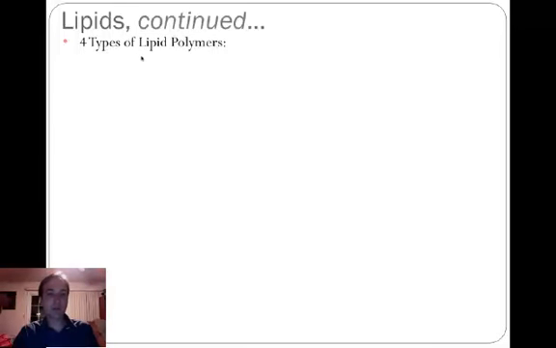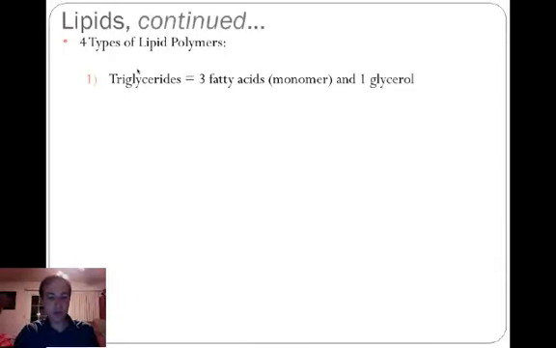Now, when we talk about lipids, there's really four types of lipids that we need to know. Two of them are big, meaning important. Two of them you just need to be familiar with. So the first big one, the first important one, is known as a triglyceride. Tri, again, I can't emphasize this enough, get used to prefixes, learn what they mean. In this case, tri means 3.